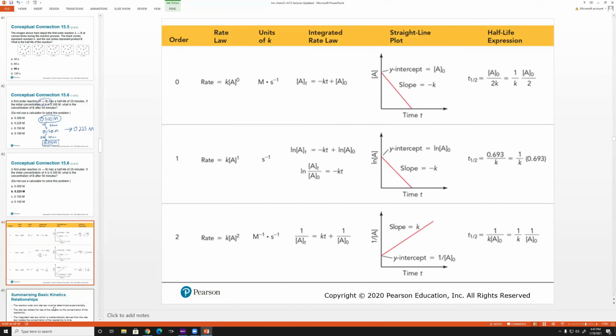So here's a summary on the different rates for zero order, first order, and second order. Here you have the rate law, the unit for k, the integrated rate law, the straight line slope graph, and then the half-life equation. So you can see how the half-life of the first order is the only one that doesn't depend on the initial concentration of the reactant. It's just the natural log of 2, which is 0.693, over k.